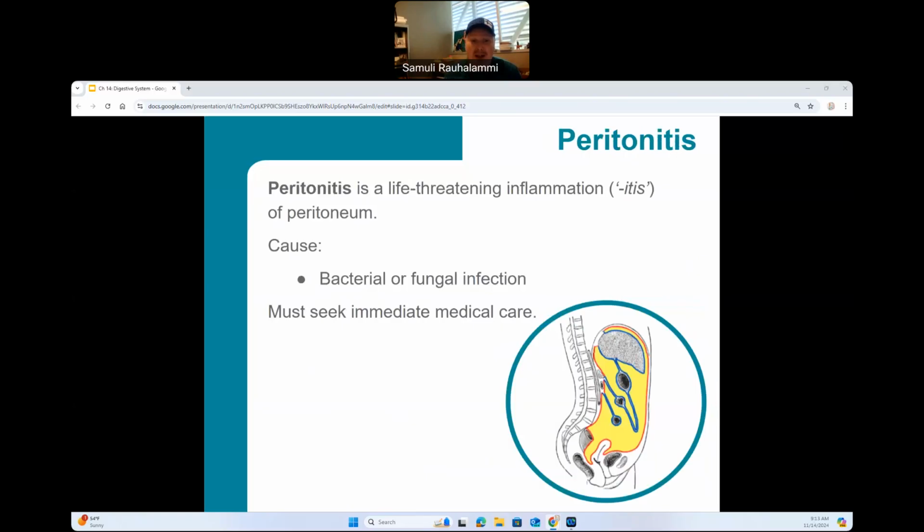This can be life-threatening. It is usually caused by a bacterial or fungal infection, and it can occur if bacteria enter the gastrointestinal tract through a hole in the GI tract. This can happen, for example, as a result of a burst appendix or a hole in the colon. And one must seek immediate medical care as it can worsen really quickly and have dramatic bad consequences.